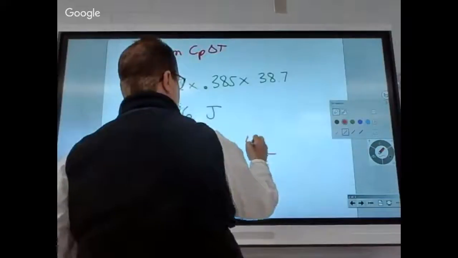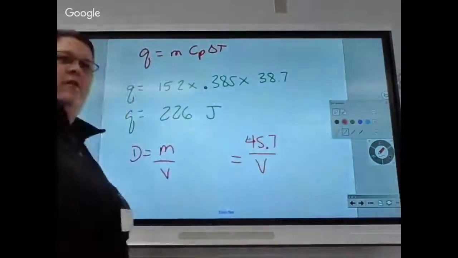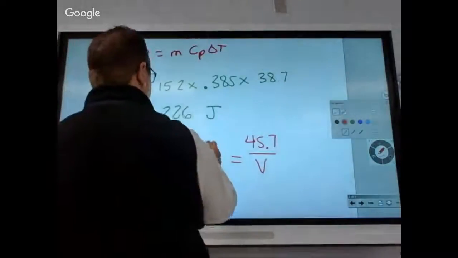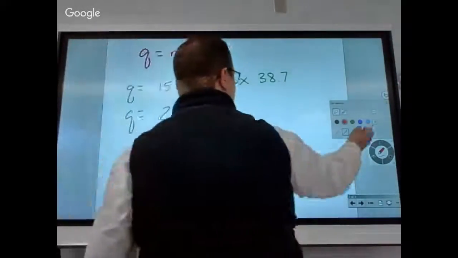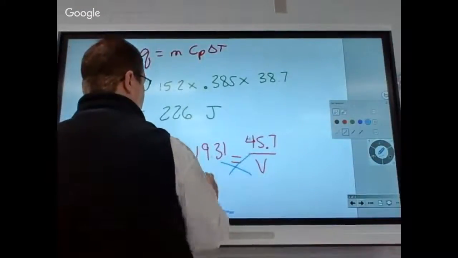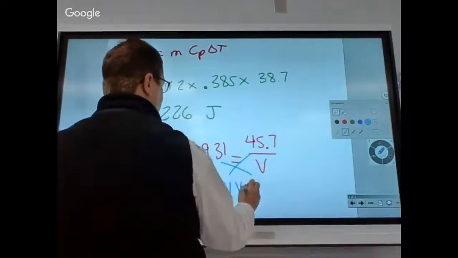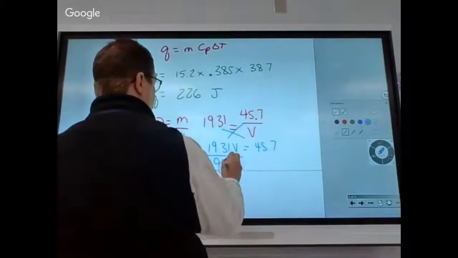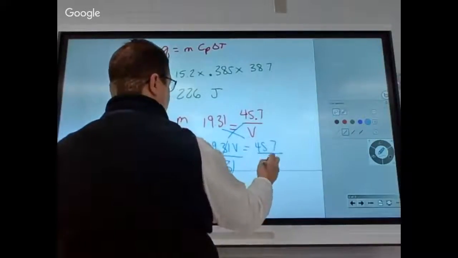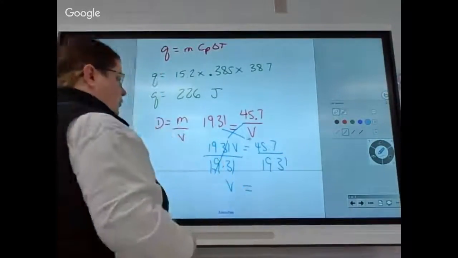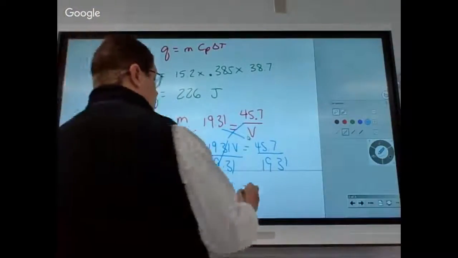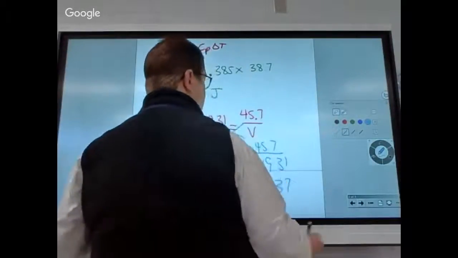45.7. So I need the what? Where do you find it? The reference table. So what's the reference table tell you the density of gold is? 19.31. All right. So to solve, we're going to do what? I'm going to cross multiply and get 19.31V equals 45.7. To solve, I'm going to divide by 19.31 on this side. That'll give me V. What's 45.7 divided by 19.31? 2 point what? 37.